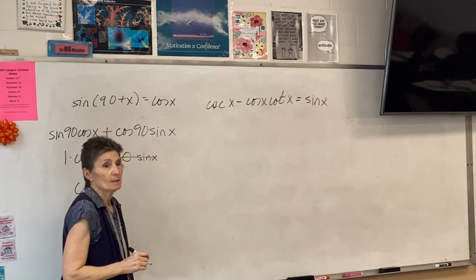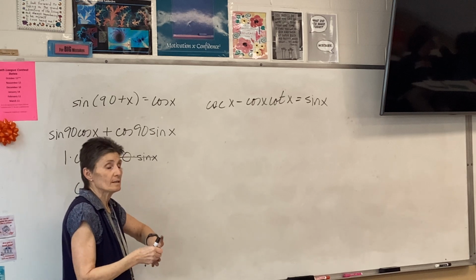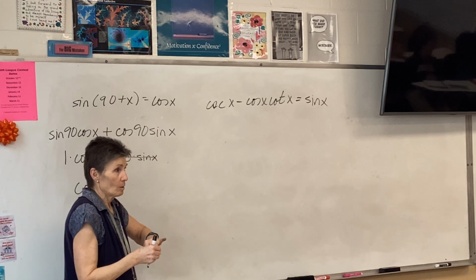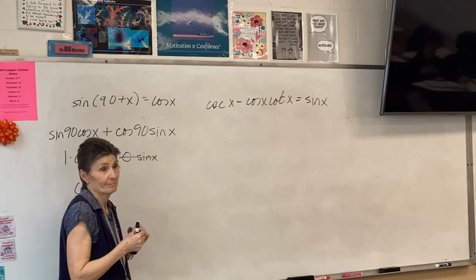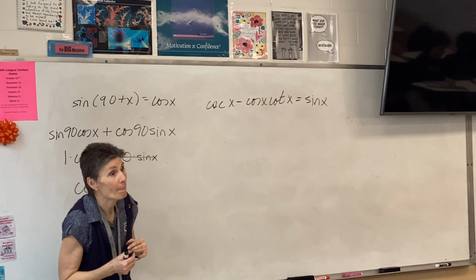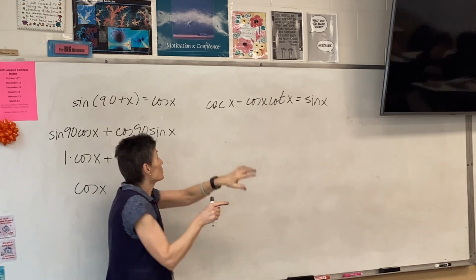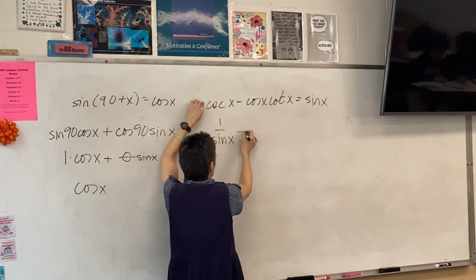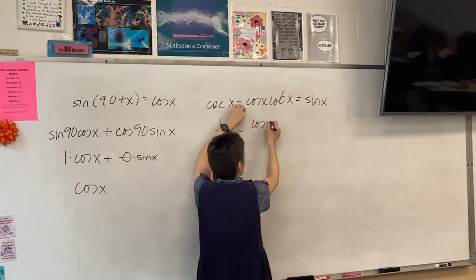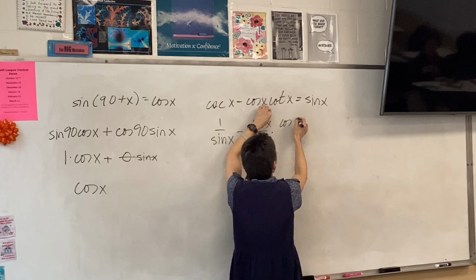Here we go. You're gonna verify this. So, what occurs to you when you look at this problem? We can make them fractions. Let's make them all sines and cosines. Cosecant is 1 over sine. Cosine is cosine. Cotangent is cosine over sine.